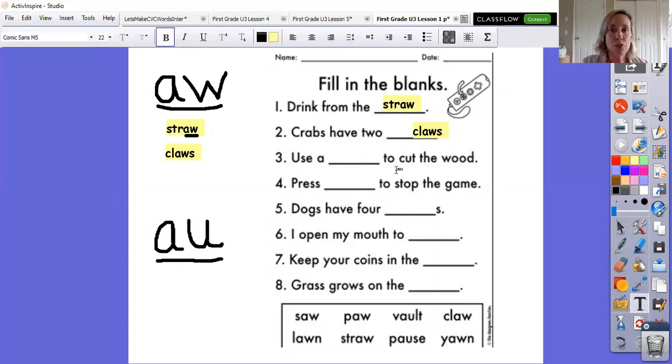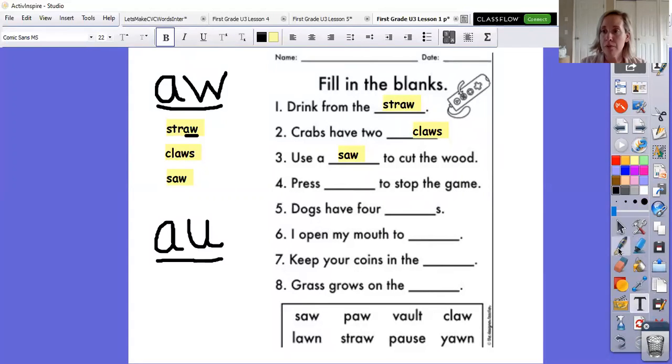Use a blank to cut the wood. Use a saw. I think it's the first word we saw. Saw. Use a saw to cut the wood. Okay. Is saw going to go in the AW or the AU? Let's look. AW. It's an AW and it has the aw sound, saw. All right. Let's see. Press blank to stop the game.